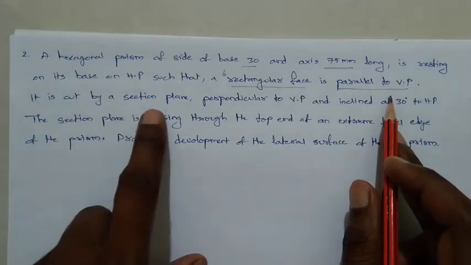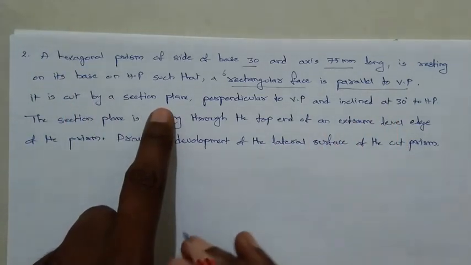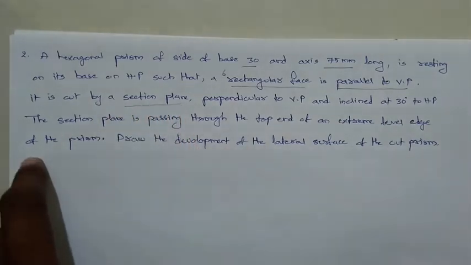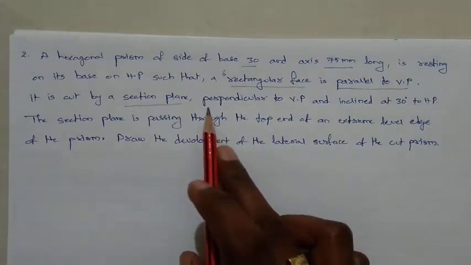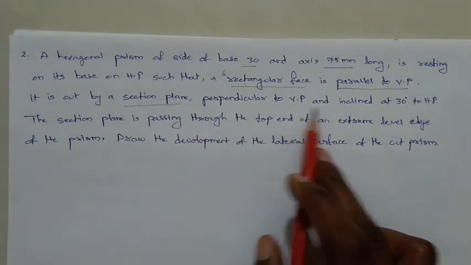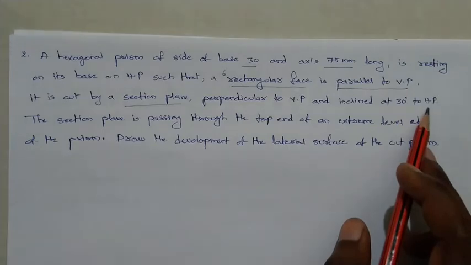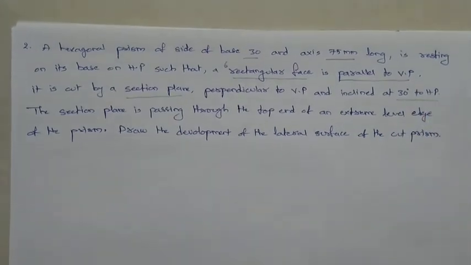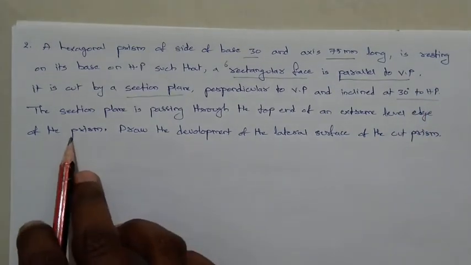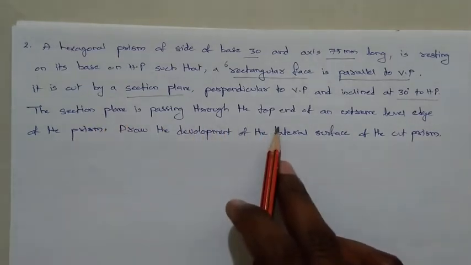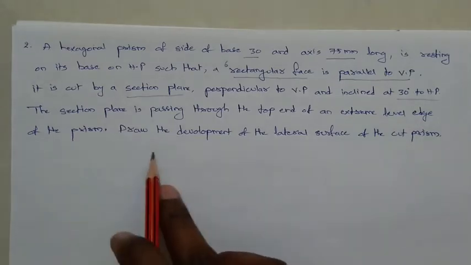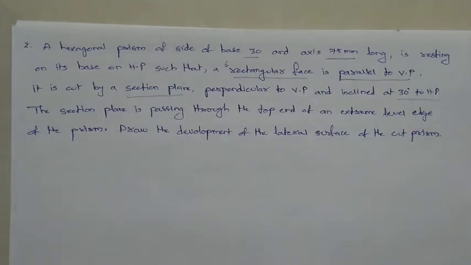Next, it is cut by a section plane, that is, a cutting plane. Section plane is nothing but a cutting plane. Some part is removed, and that section plane is perpendicular to VP and inclined at 30 degrees to HP. So we have to cut the solid such that the section plane is making an angle of 30 degrees to HP. One more condition is given: the section plane is passing through the top end of the extreme left edge of the prism. Draw the development of the lateral surface of the cut prism.